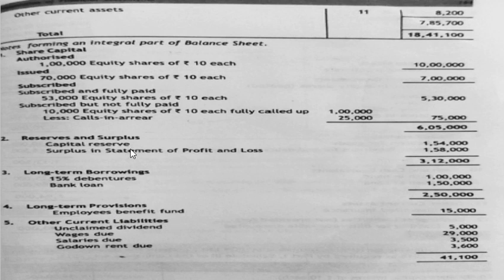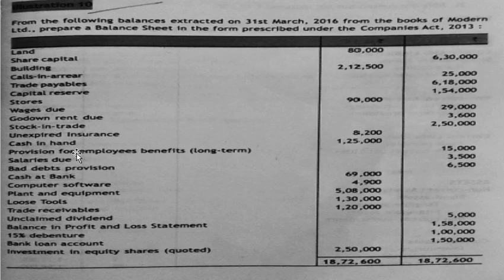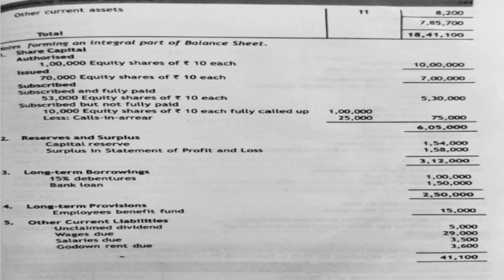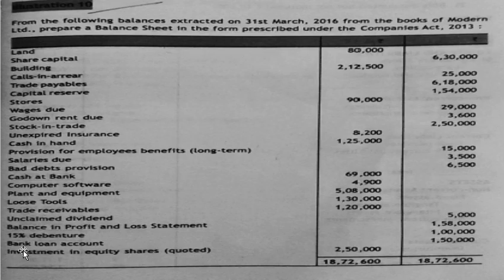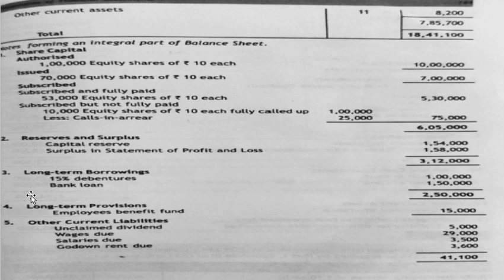Then we have other current liabilities. Under other current liabilities, we will have all the outstanding amounts which have not been paid. So the outstanding amounts are unclaimed dividend, which is outstanding, then wages due, then salaries due, and the other items that follow, like rent due, mentioned in the question. All the items which are due or outstanding will be recorded under other current liabilities. The total of it will come to 41,100.